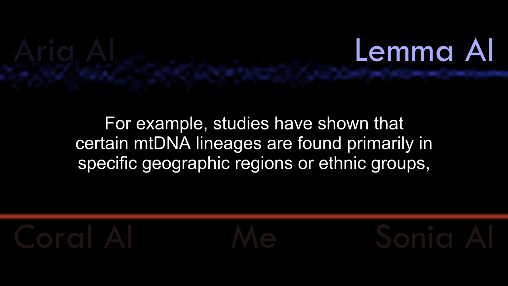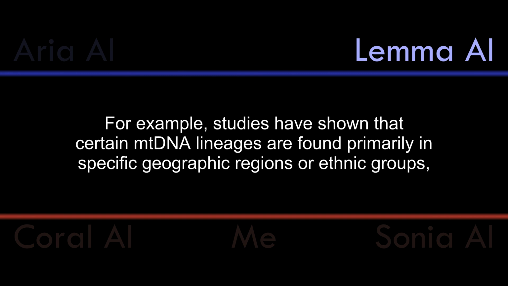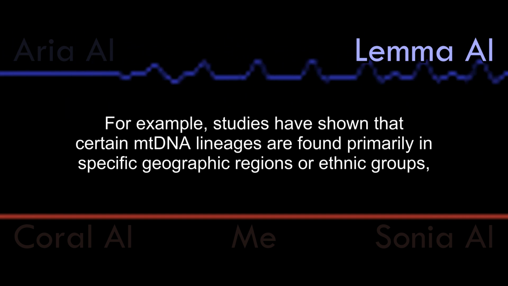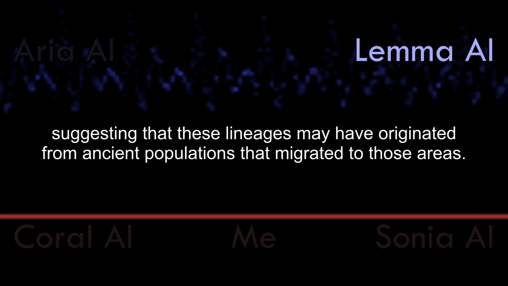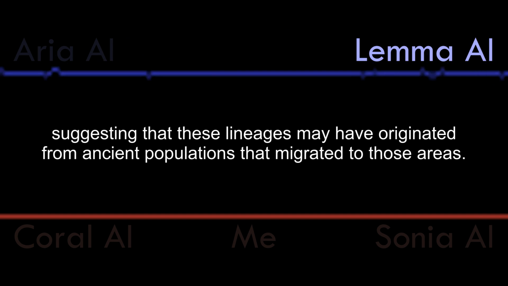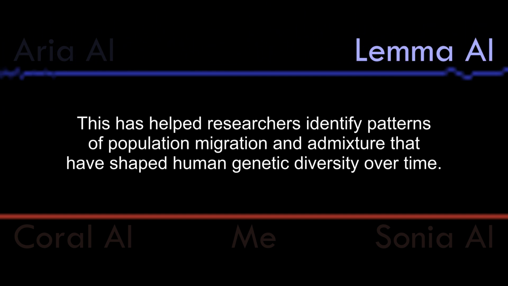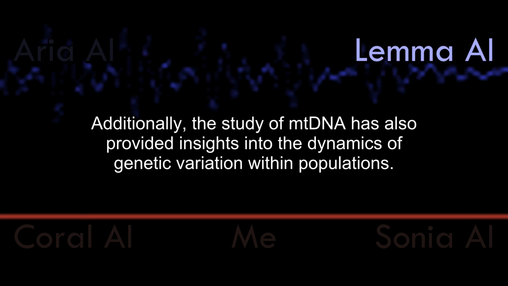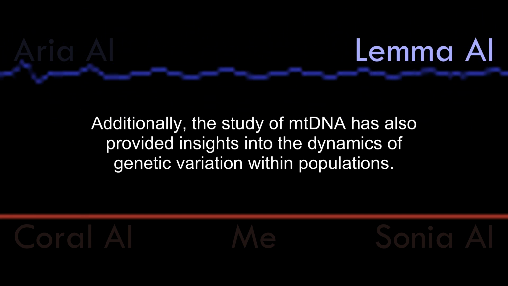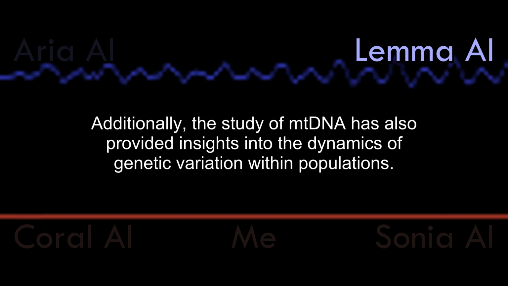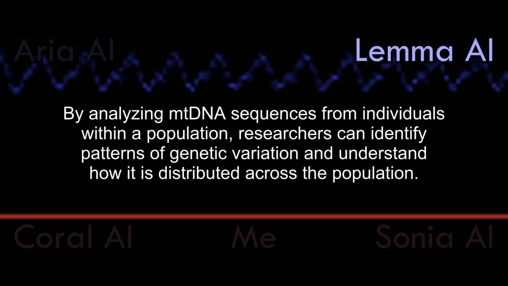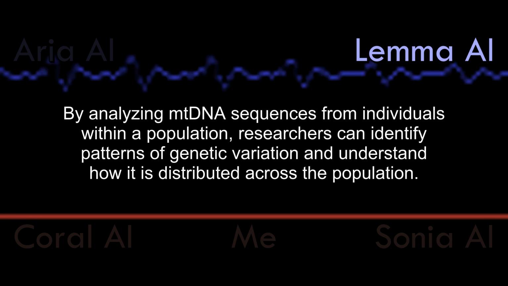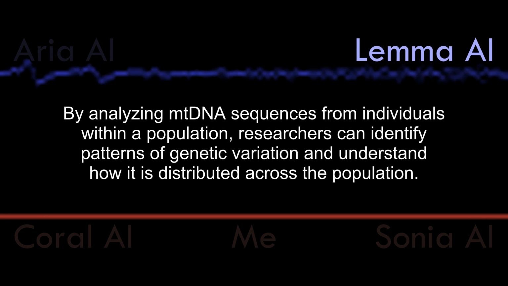For example, studies have shown that certain mtDNA lineages are found primarily in specific geographic regions or ethnic groups, suggesting that these lineages may have originated from ancient populations that migrated to those areas. This has helped researchers identify patterns of population migration and admixture that have shaped human genetic diversity over time. Additionally, the study of mtDNA has also provided insights into the dynamics of genetic variation within populations. By analyzing mtDNA sequences from individuals within a population, researchers can identify patterns of genetic variation and understand how it is distributed across the population.